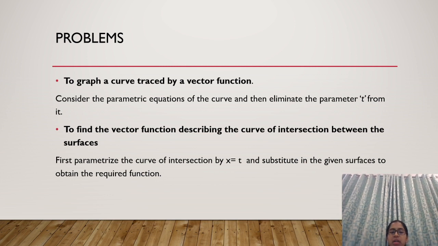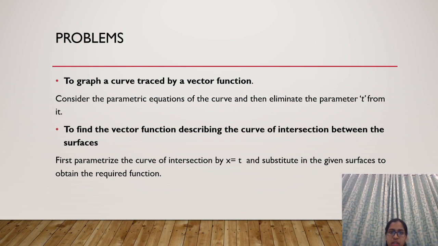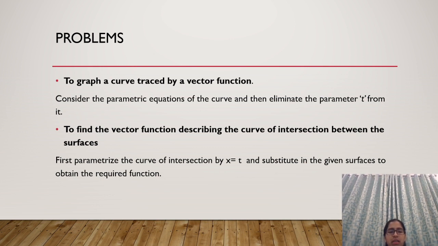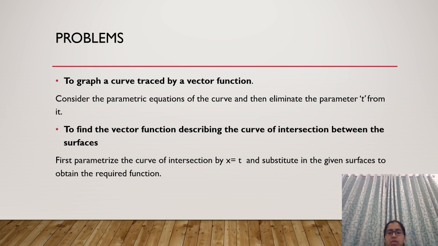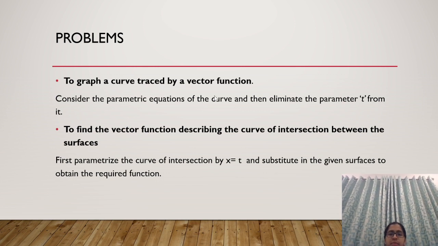To solve such problems, we must parameterize the given curve of intersection by x equal to t. That is, first we need to find the vector function which describes the given curve. So for that we will parameterize the curve of intersection by x equal to t and then substitute it in the given surface to obtain the required function. So this problem will be clearer if we do an example.